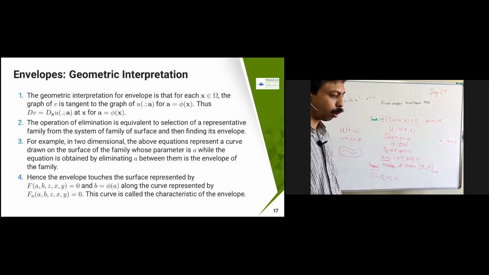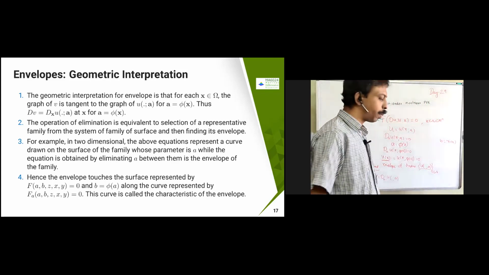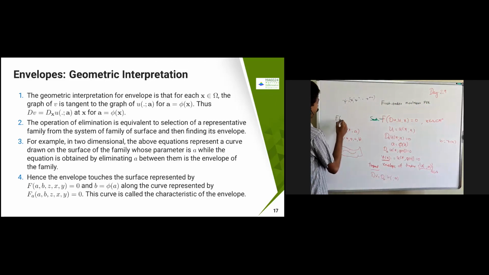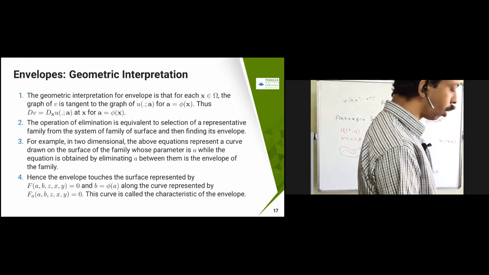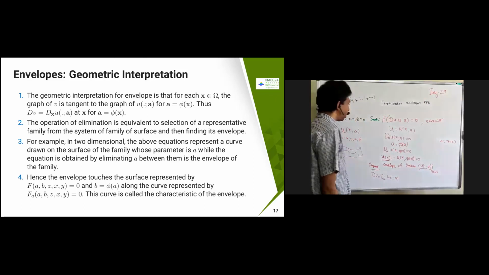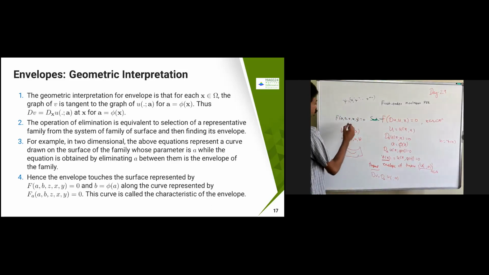For example, the fourth line I have given: f of a, b, comma z, comma x, comma y is equal to 0. What we are trying to do is find b equal to pi of a. Okay, so as I mentioned, b is equal to pi of a.